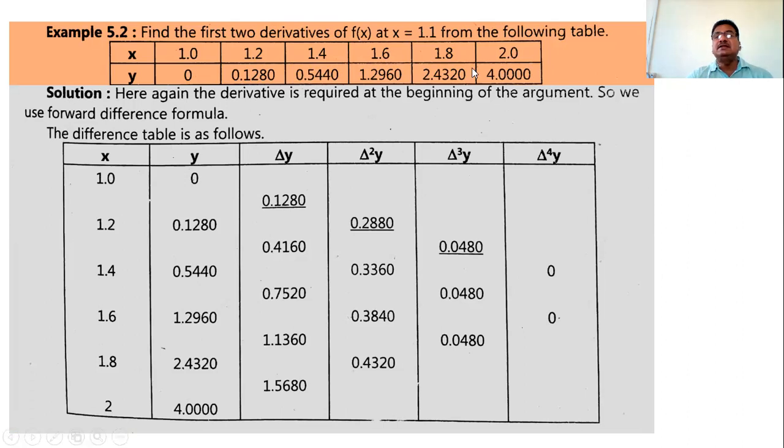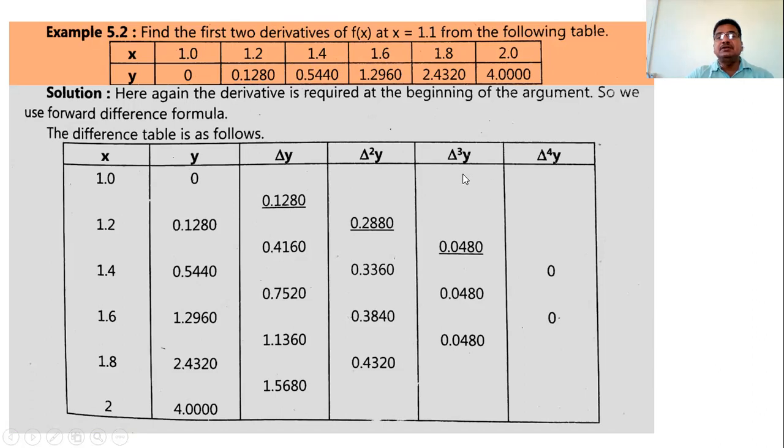and that's why we prepare the forward difference table first. If the value is at the end of the table, then prepare the backward difference table. Here the value is at the beginning of the table, so prepare the forward difference table. This is the forward difference table. So what is its first column? The values of x. The second column is the values of y, then delta y, delta square y, delta cube y, delta raised to 4 y.